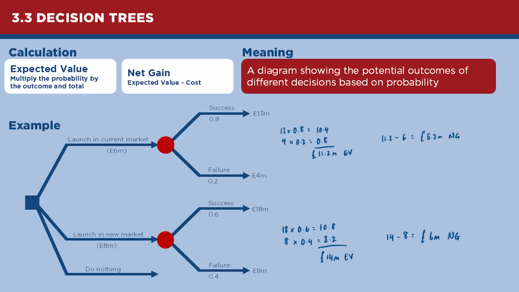For the other one, we're going to have 18 times 0.6 and 8 times 0.4. So 10.8 and 3.2 gives us an expected value of 14 million. For our net gain, we are looking at 5.2 million for the launch in the current market. For the new market, we are saying that it's going to be 6 million. So in terms of net gain, according to the data, you're better off doing the new market. Now, there's plenty of reasons why you might not, plenty of reasons why you would. There's more to it than just doing these calculations, but that's what that calculation would tell you.